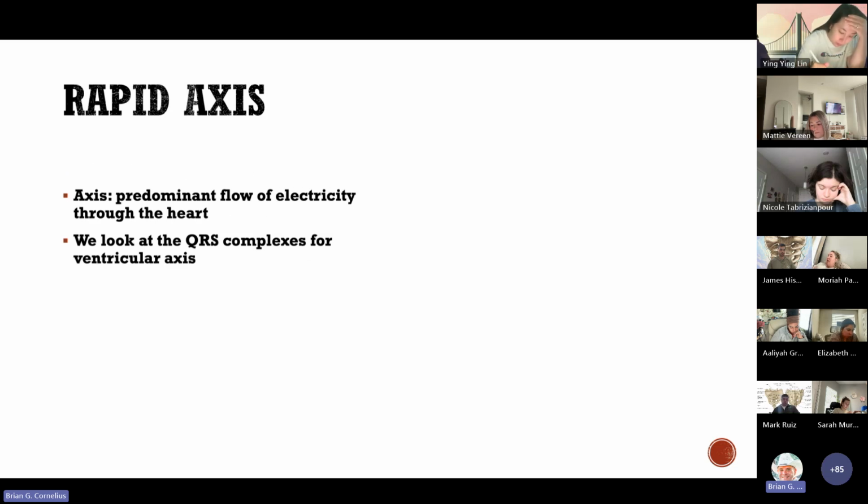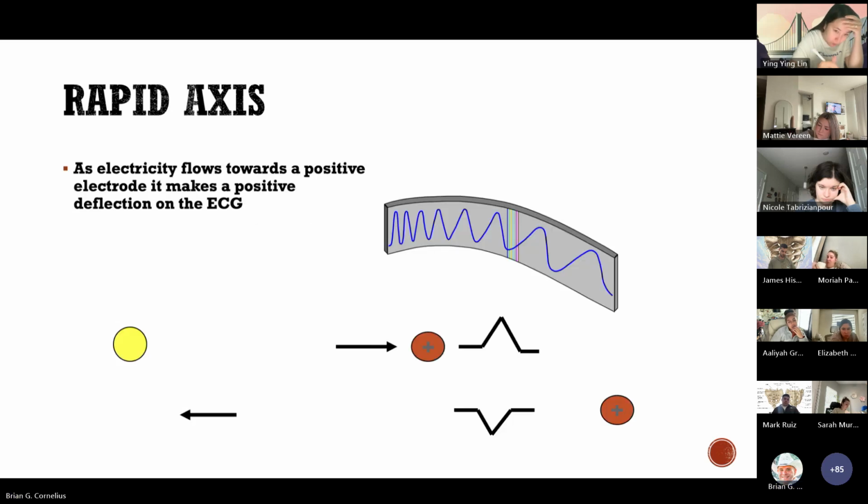So axis can be really complicated for folks, but all you really have to do is think about axis as how the electricity is flowing through the heart. And we look at the QRS complexes to figure out the ventricular axis. So this is an example of it. We've talked about this several times, but if you follow this impulse from this yellow dot over to the red dot, you're going to have an upright complex. On the other hand, if you look at the bottom, we're moving away from the monitoring electrode. That's going to give you a negative deflection. So that's what you have to think about, coupled with leads 1, 2, and 3, because those are the different viewpoints as we're looking at the heart.